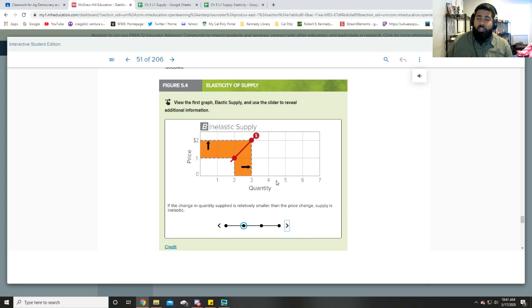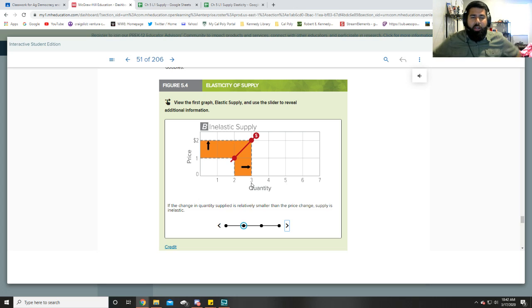Now, if we go over to the next one in your book, you see inelastic supply. This time, for this product, a $1 change in price, rather than changing the quantity supplied by a few units, only changed it by one. So it was a smaller change in comparison to the other product. Before, we really didn't have anything to compare it to, right?